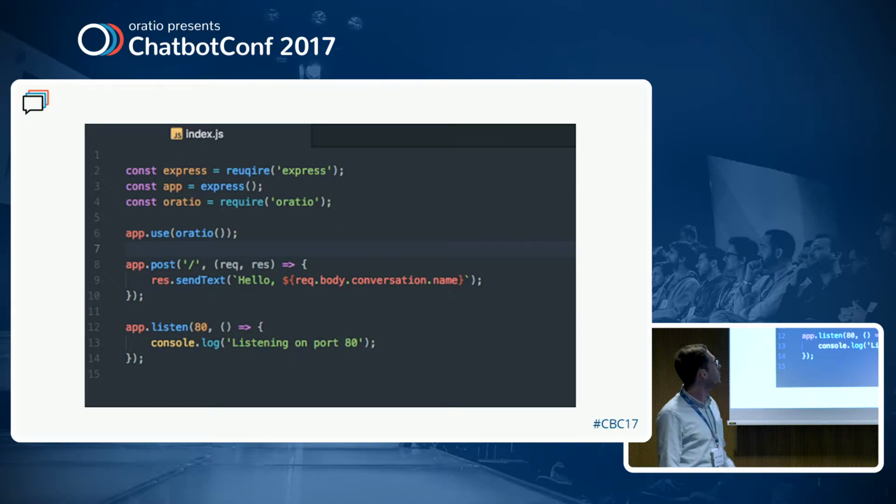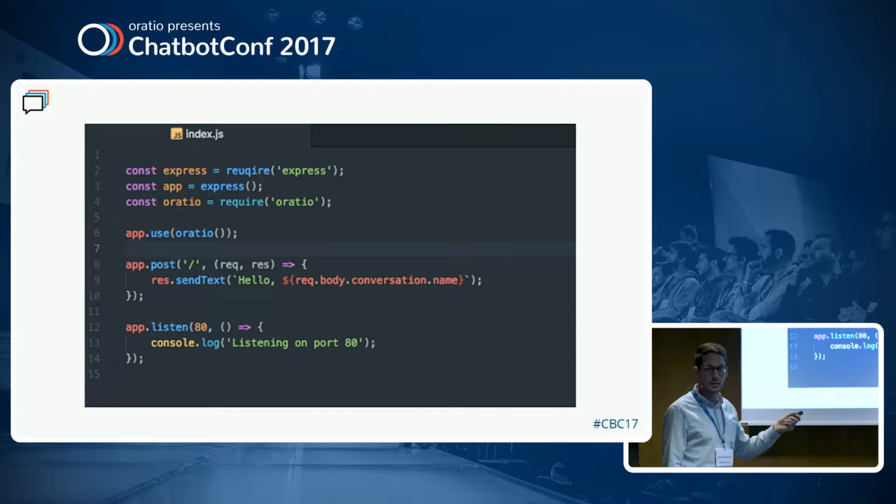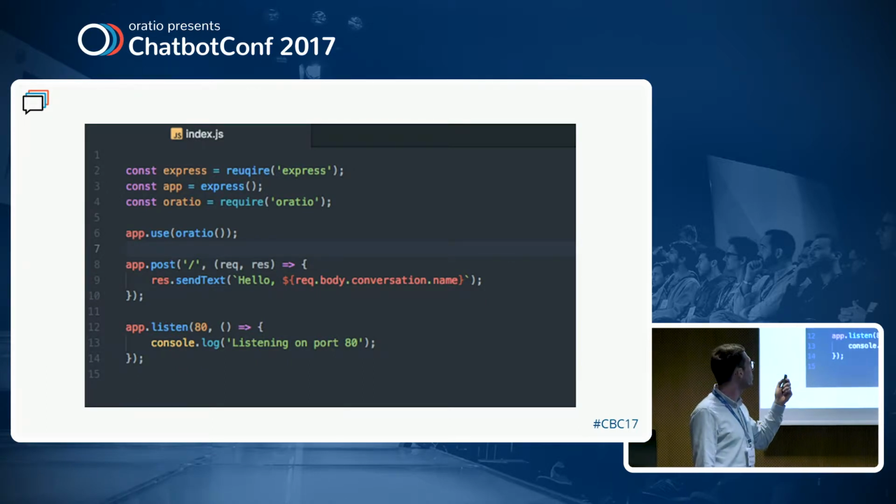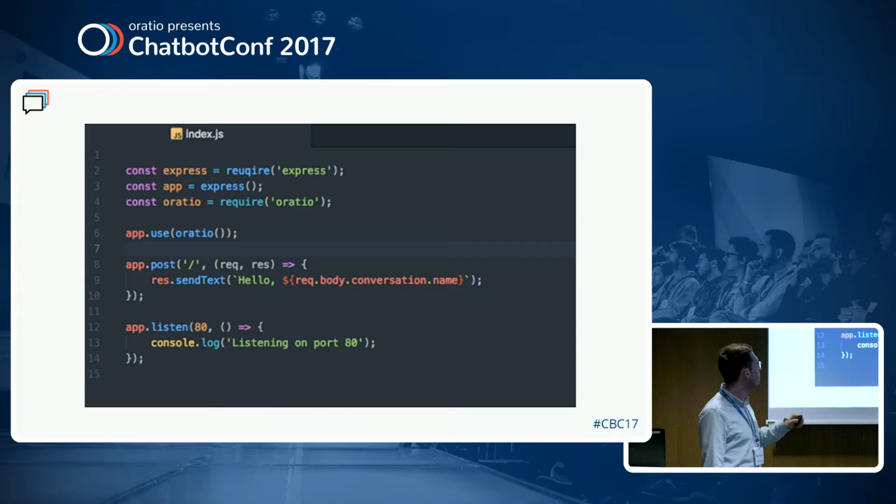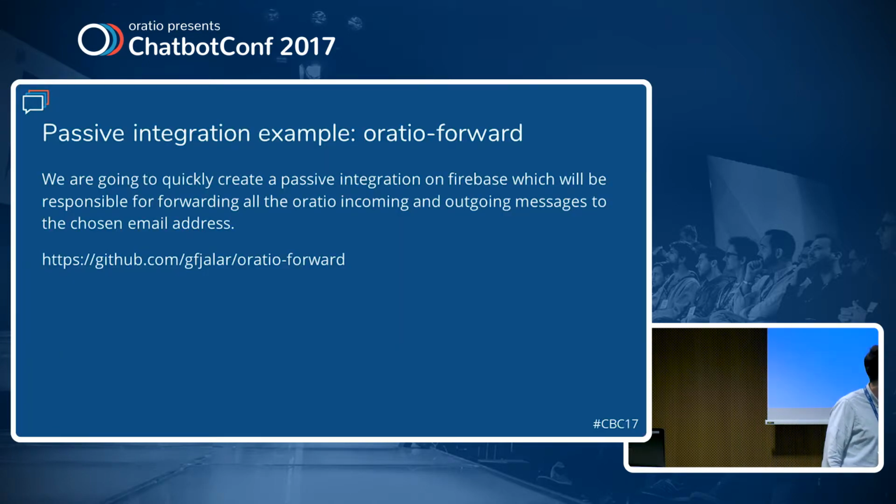Just require Express, you're creating an app, then requiring Oratio. Oratio is a middleware, so you say app use, and it will inject all the functionality of the Oratio integration into the response object. And yeah, we made it as simple as possible to start an integration. You can also do it on your own through the documentation. It's really easy, just JSON payloads.